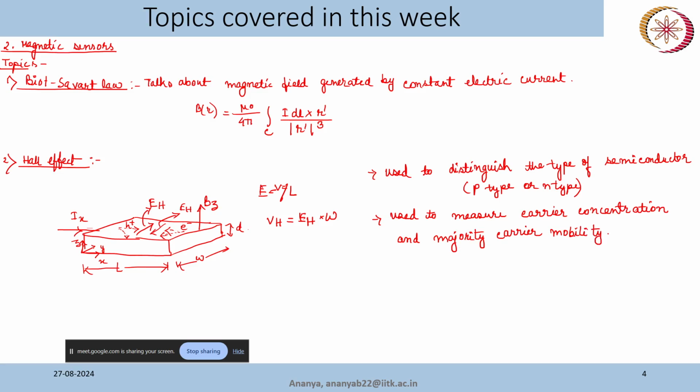This majority carrier mobility, if it is a p-type material, it can measure only Hall mobility, and if it is an n-type material, then it can measure electron mobility. Although there will be electrons present in p-type material, and in case of n-type material also holes will be present, but it can measure majority carrier concentration and majority carrier mobility.